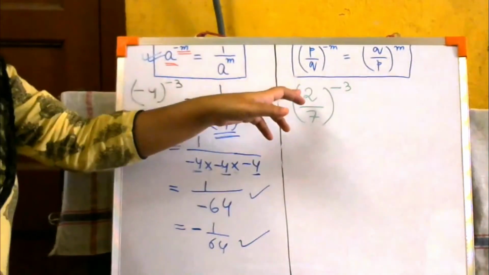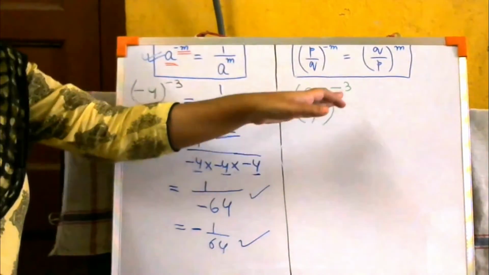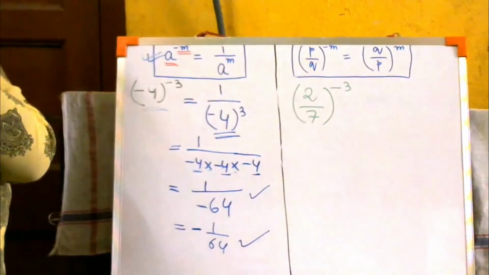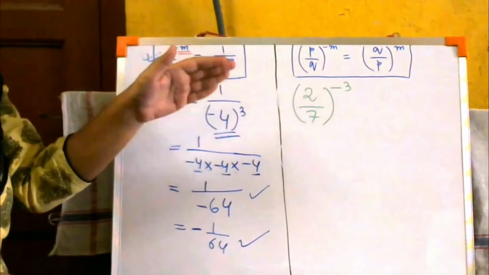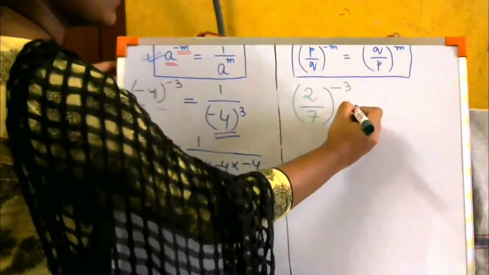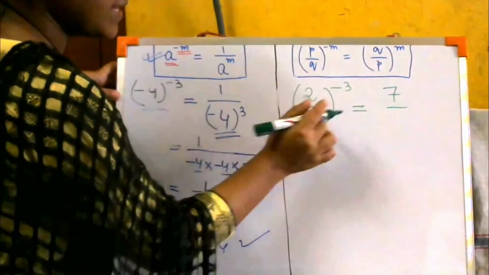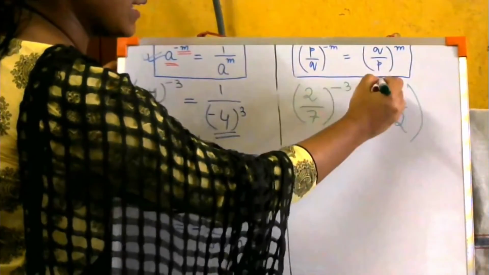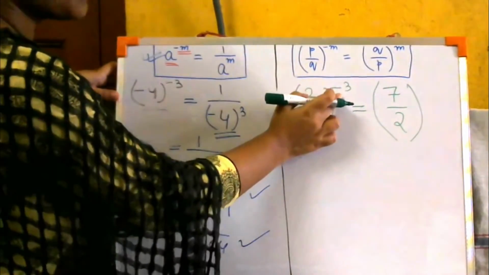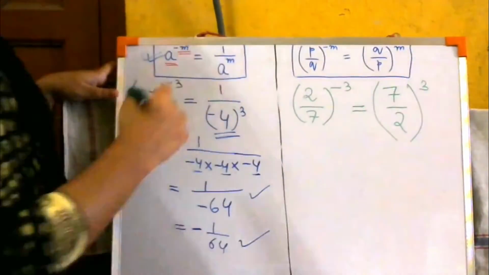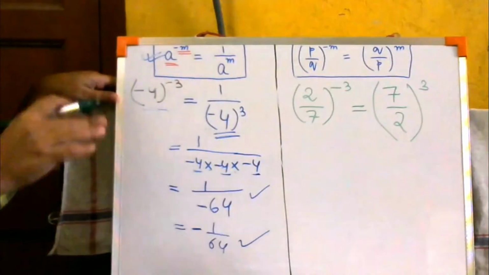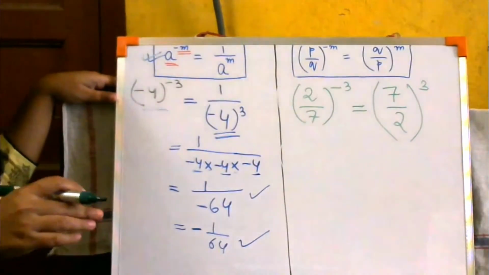Okay. Now 2 by 7 to the power minus 3. So what we are going to do? Same thing. Follow the same thing. We are going to just inverse the digits inside the bracket. Inversing. यहाँ पे 2 by 7 था, हम लोग इसको 7 by 2 कर देंगे. तो फिर क्या हो जाएगा? मेरा पावर जो माइनस में था वो प्लस हो जाएगा. 3. Just 7 by 2 to the power 3. I guess you people are understanding.